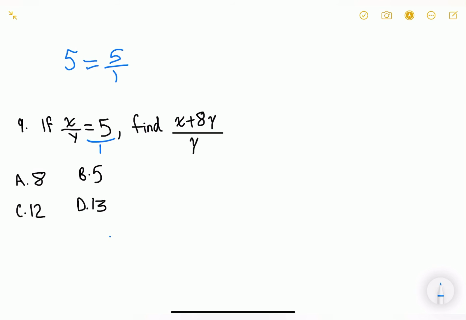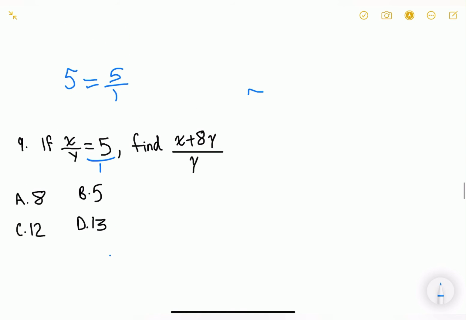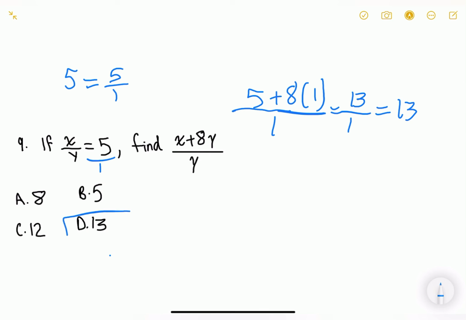We can now just plug in the values. So 5, since it's for x, plus 8, and then times 1, over 1. What is 5 plus 8? 5 plus 8 is equal to 13 times 1 is 13 over 1. We know it's the same as 13. So we now know that our answer is D. This was very simple because we just put it over 1 and we know that x equals 5 and y equals 1, and we can simply plug those back in and solve this algebraically.